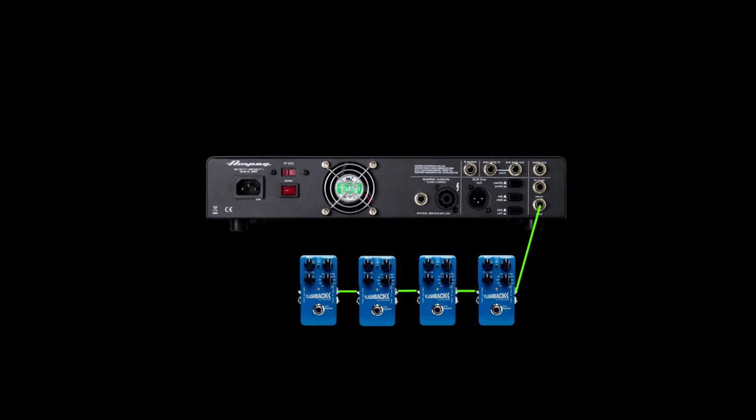Now for those of you that don't know or use an effects loop, let's explain exactly what an effects loop is. An effects loop basically allows you to run one or more effects through a separate loop signal while being able to keep your clean signal unaffected going into your amp.